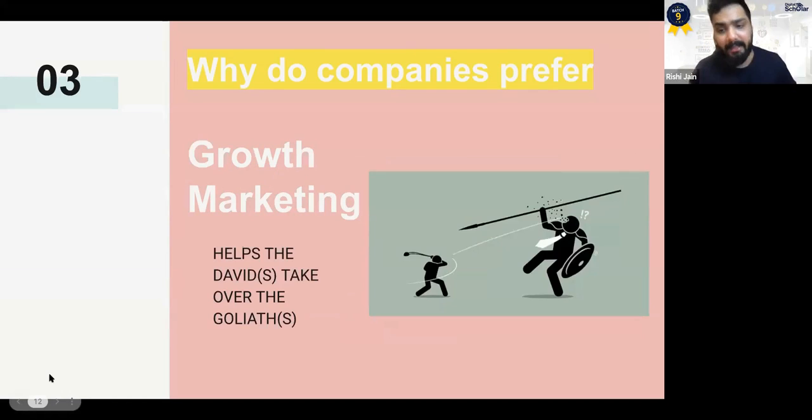So how does growth marketing help? Growth marketing helps the Davids take over the Goliaths, which means if you are a small player and you're smart enough to get the growth hacks and understand what certain things are working in your business, you can take over the giants. What I mean is, have you ever heard the quote that 20% of your work gives 80% of the results? Do you guys really believe in this? That 20% of the entire work you're putting in is actually giving 80% of the results, which means 20% of the efforts that you do on a day-to-day basis is giving you 80% of the revenue.